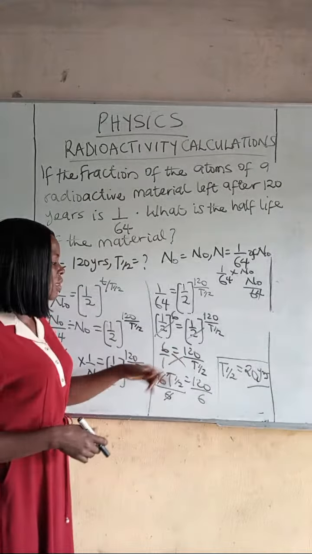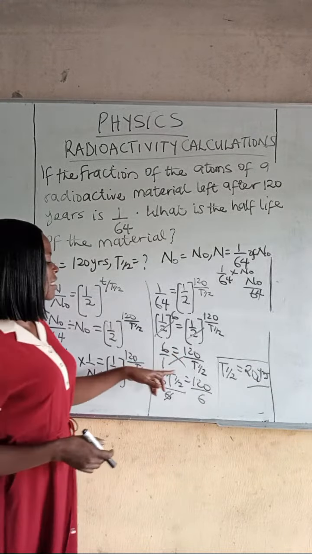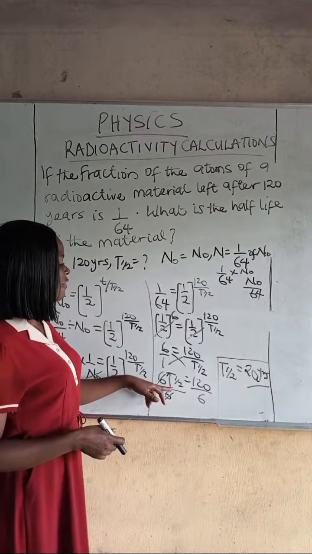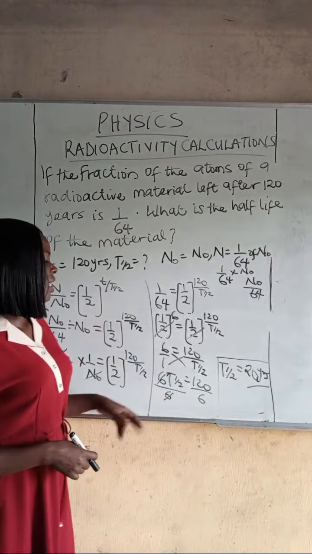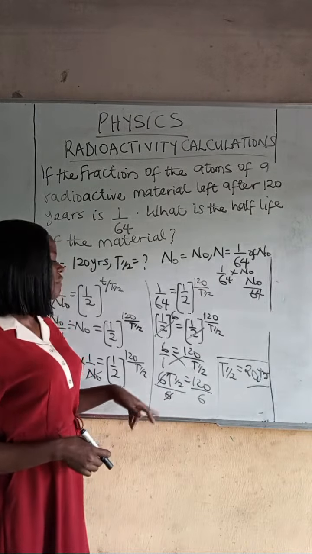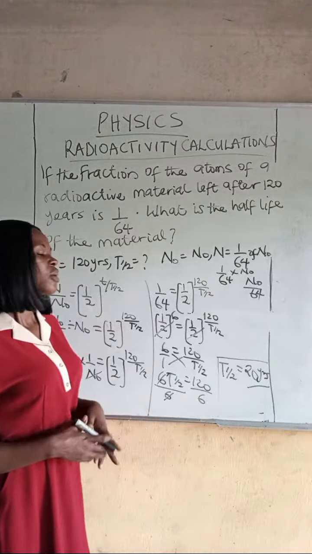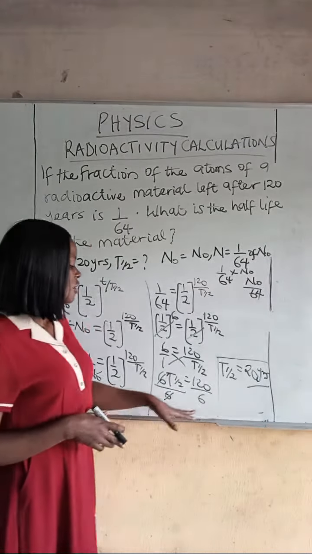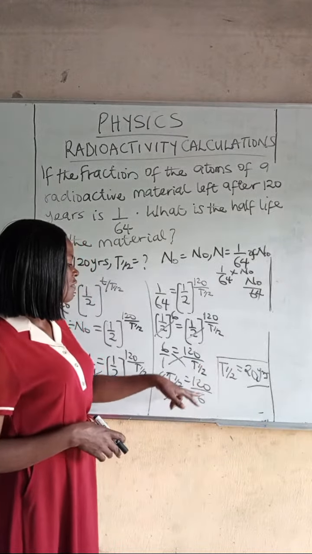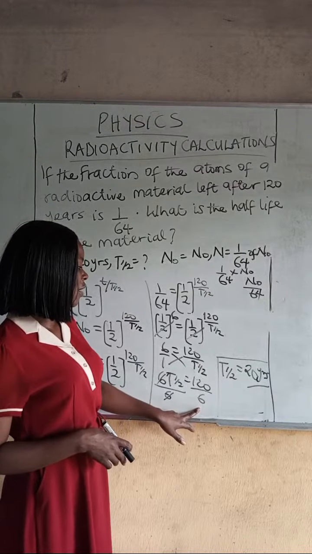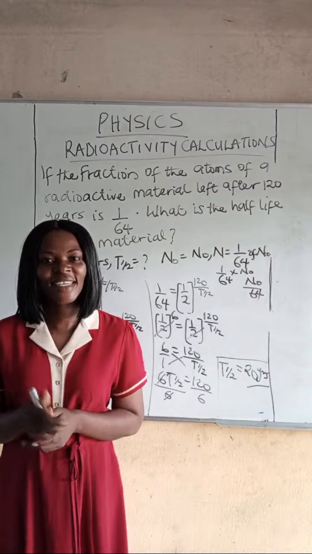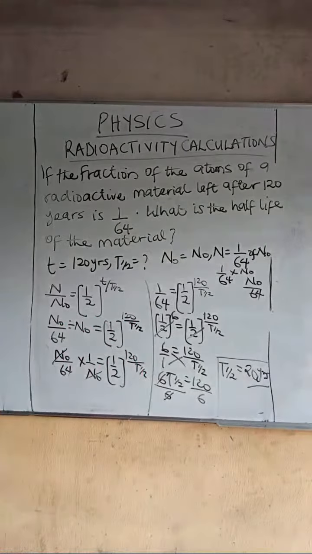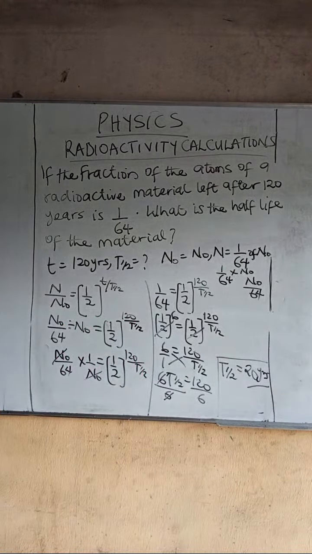Then I cross multiply. 6 times t half gives me 6 t half, and 120 times 1 gives me 120. Then I divide both sides by the coefficient of half-life, because that is what I'm looking for, which is 6. So I'm dividing 120 by 6. The answer becomes 20 years. Do we get it? Do we understand?